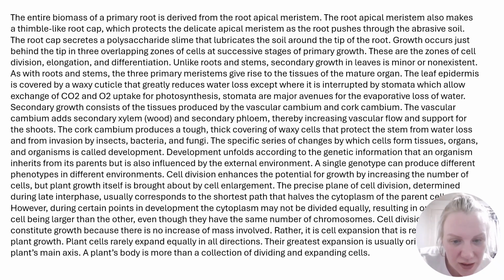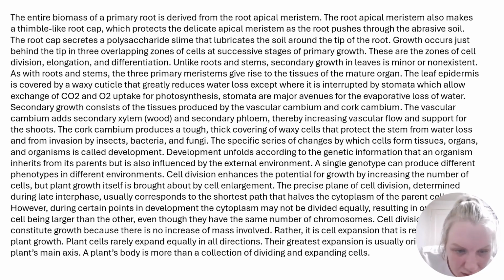Secondary growth consists of tissues produced by vascular cambium and cork cambium. The vascular cambium adds secondary xylem and secondary phloem, therefore increasing vascular flow and support for the shoots. The cork cambium produces a tough, thick covering of waxy cells that protect the stem from loss of water. The sum of the changes that progressively elaborate an organism is called development.